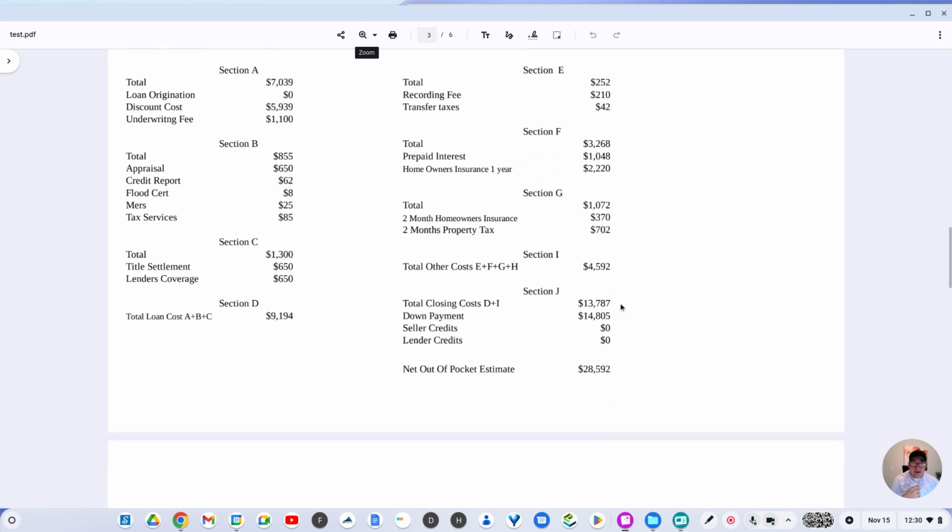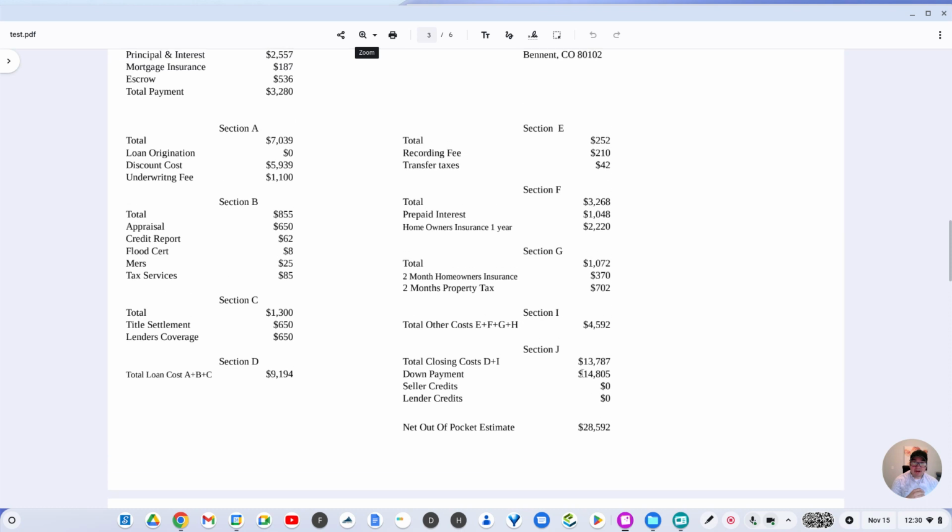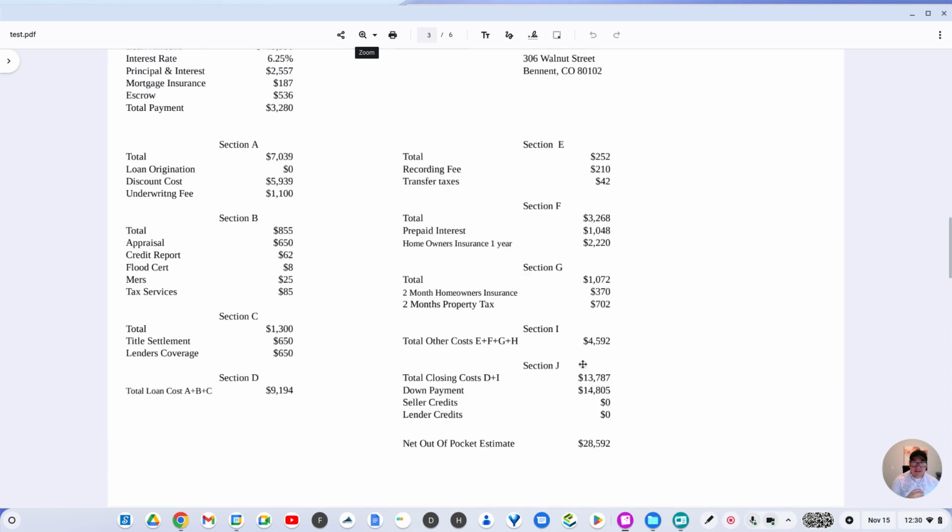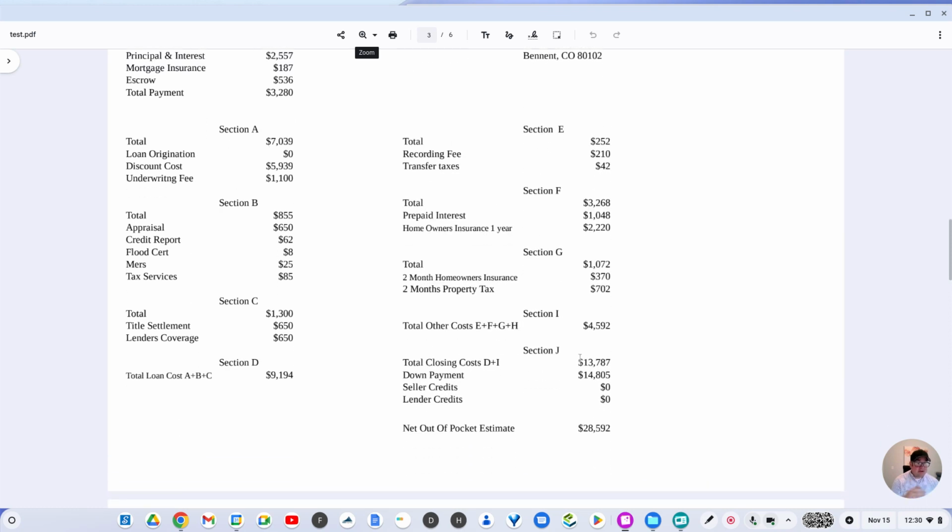And then section J is combining all of these sections. Total closing costs with down payment. If you had any seller credit, like seller concessions, that would go here. And if you have any lender credit, that would go here. That's how you get to the total net estimate out of pocket. The next page, if I'm showing you two loan comparison, the next page will be the other property.